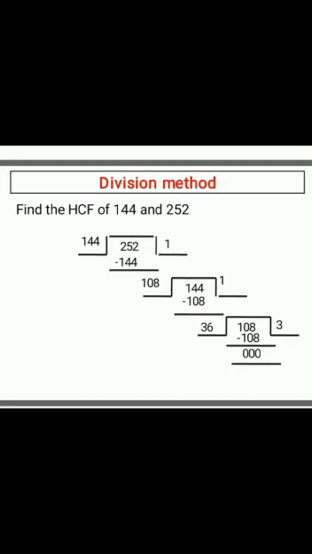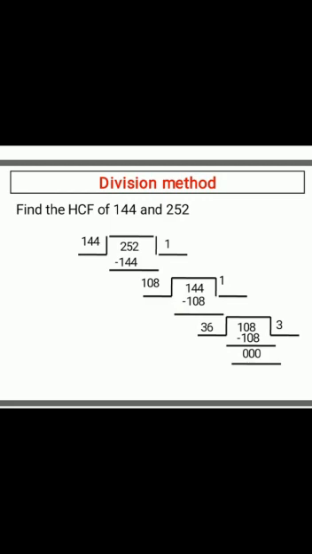Now we have seen how to find the highest common factor by factorizing the numbers separately, then writing all the numbers at a time and then finding the HCF. Now there is one more method of finding HCF, that is the division method. So in this example, we will solve it by the division method. Find the HCF of 144 and 252.